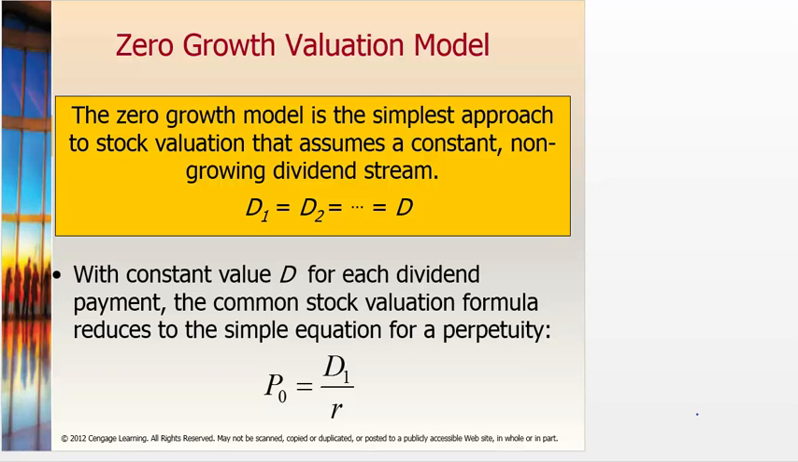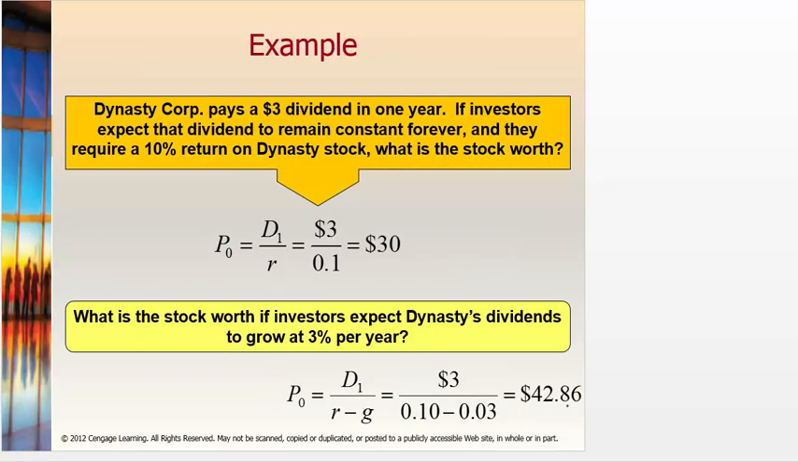The zero growth model is nothing more than this. It's the exact same thing, D over R minus G, where G is equal to 0. No big deal. Here's the same example, basically the same thing we were already doing. Here is $3 divided by 10%, and that's going to mean that our price of the stock should be $30.